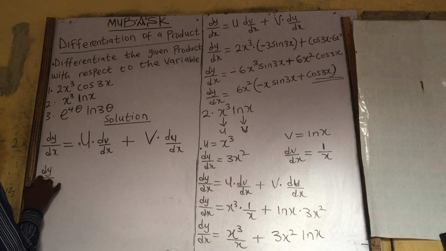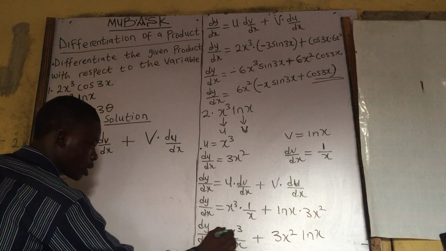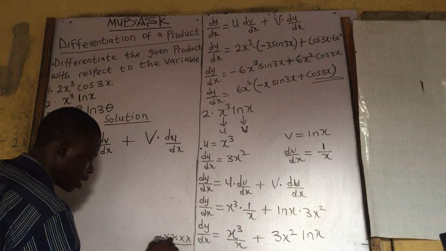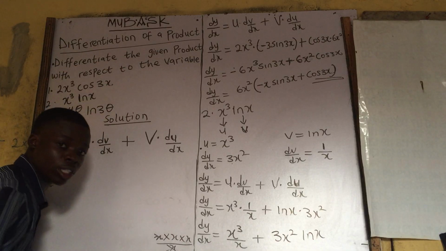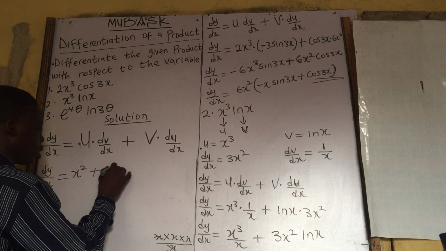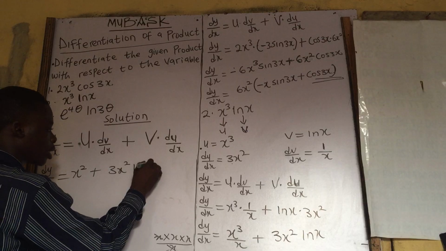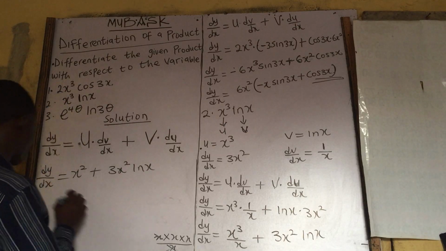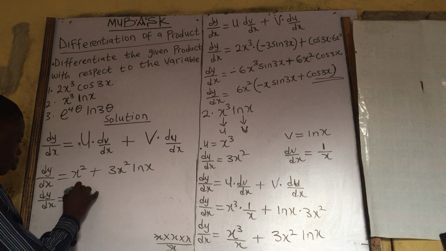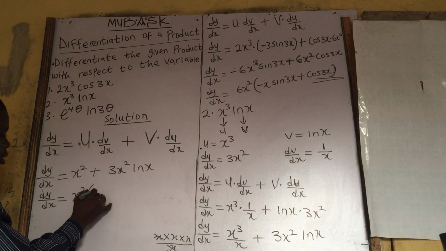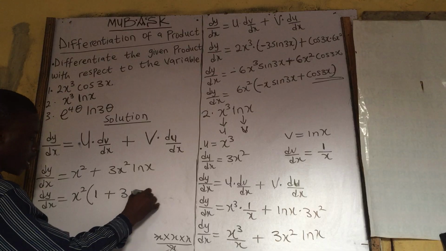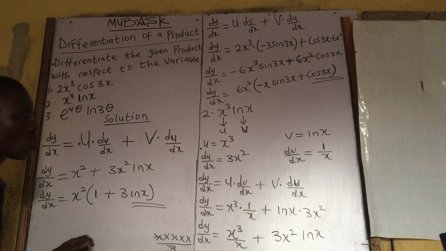Now dy over dx equals x cubed divided by x, which is x times x times x divided by x. x cancels x, giving x times x, which is x squared. Now x squared plus 3x squared ln x. I can factorize x squared out. If I remove x squared from the first term, I remain with 1, plus if I remove x squared from the second term, I remain with 3 ln x. This is our final answer for question 2.